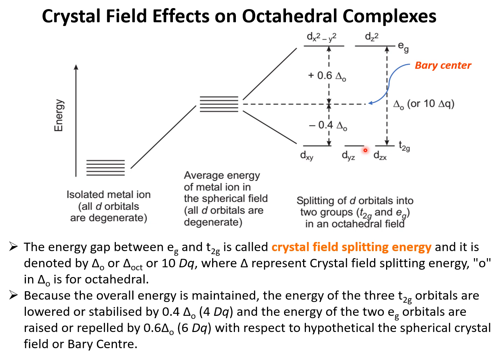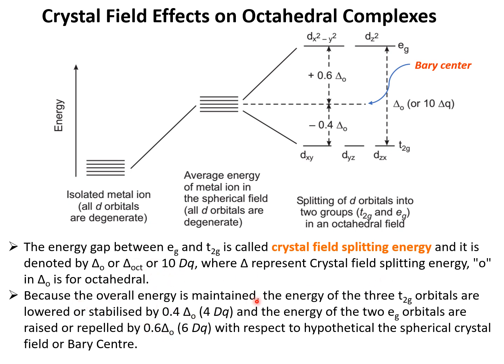Again, the same thing, the crystal field effect on an octahedral complex. The energy gap between EG and T2G is called the crystal field splitting energy, and it is denoted by delta naught or delta oct or 10 Dq, where delta represents crystal field splitting energy. The O subscript represents octahedral. If it is T, it means tetrahedral.